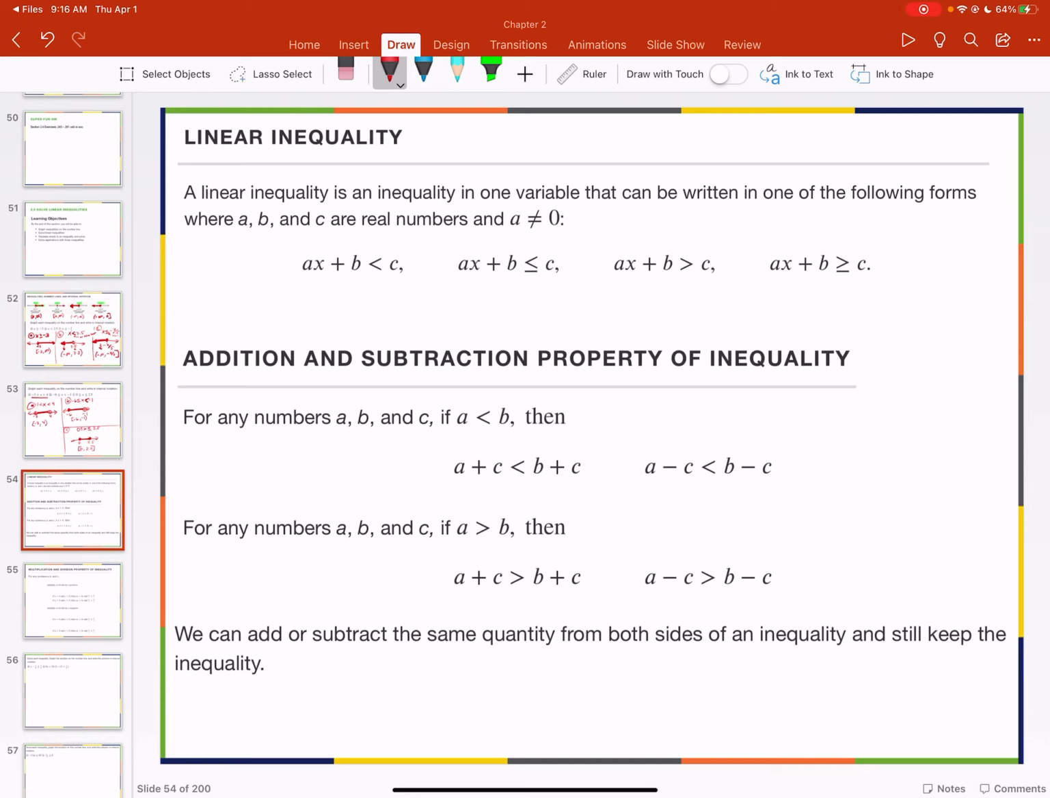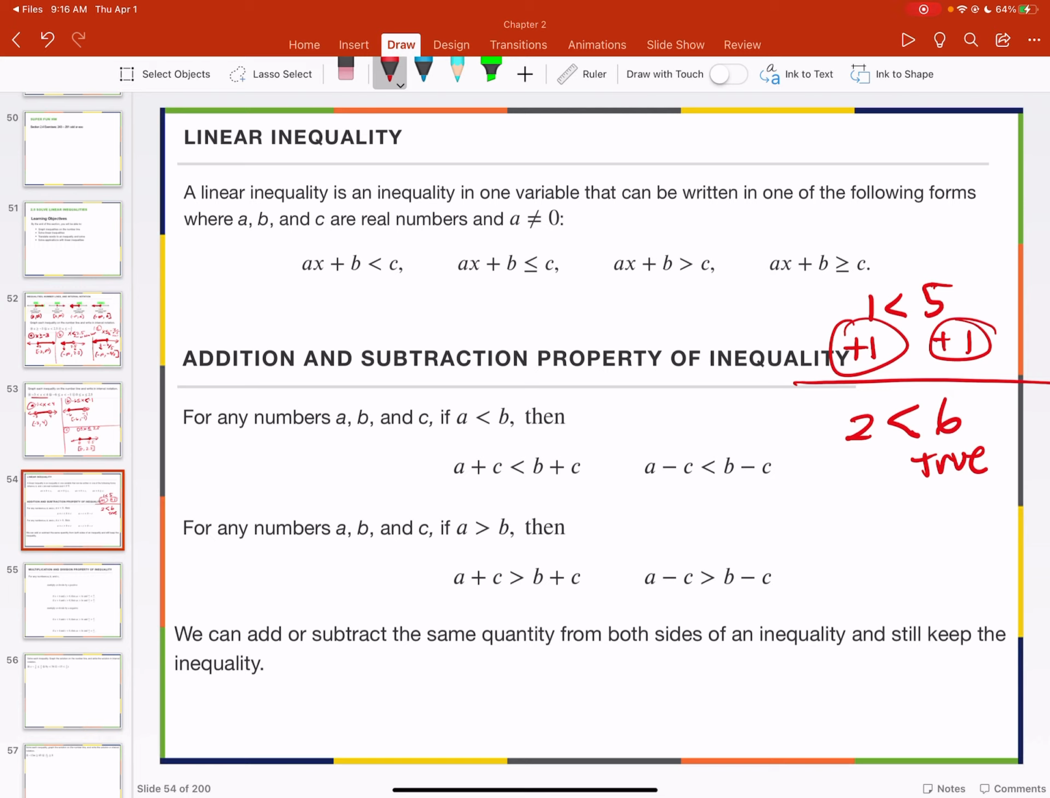Addition and subtraction property of inequality, similar to addition and subtraction property of equality. Let's say, for example, you have 1 is less than 5. If I add 1 to both sides of the inequality, I get 2 less than 6, which is still true. So you can add things or subtract things to both sides of an inequality without changing the value of the inequality. The inequality will still hold true.